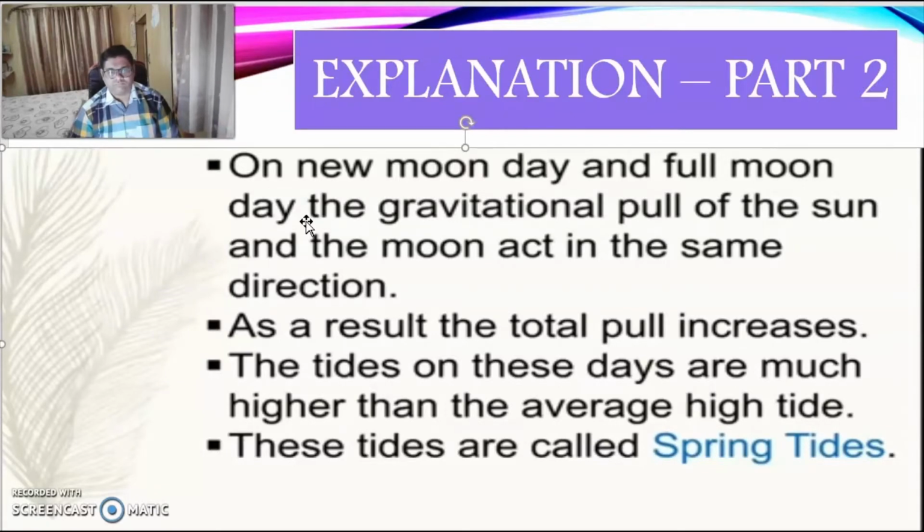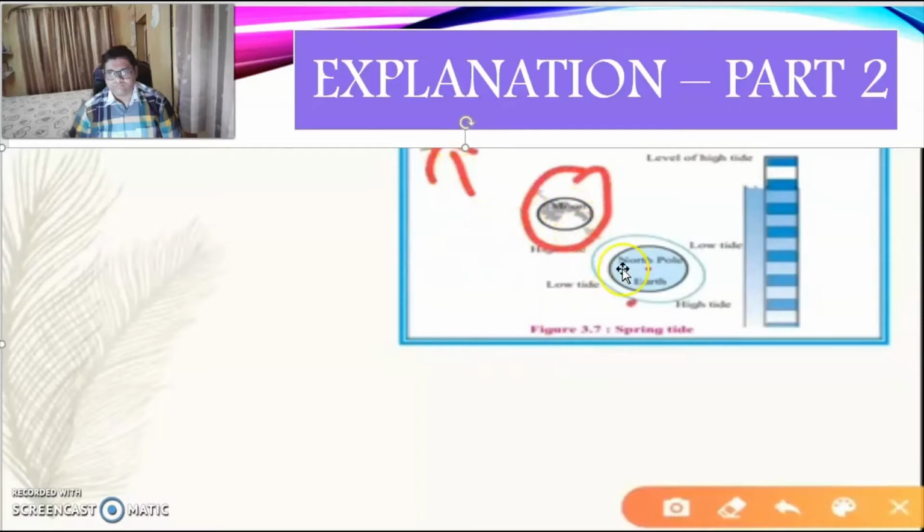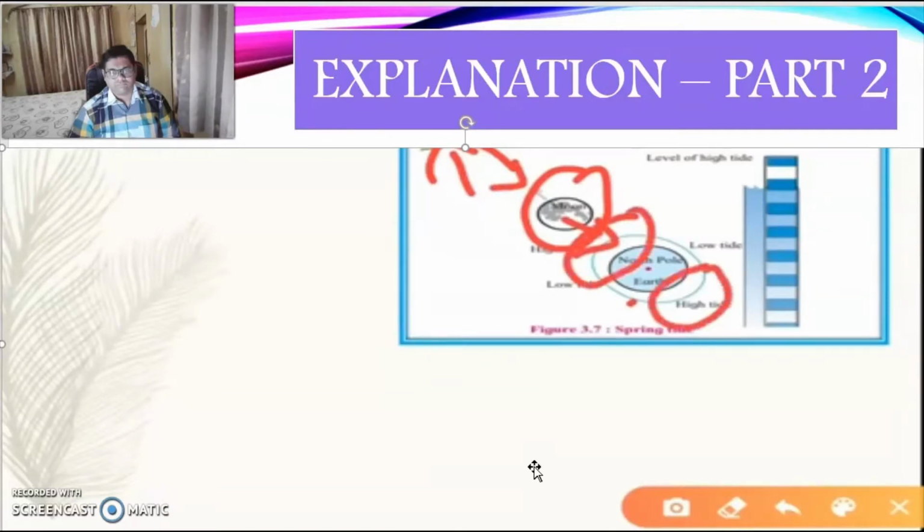Fine. Here we have a picture over here. See, we can see over here. This is the sun over here. The moon is here, and we have the earth over here. So they are in a straight line, isn't it? And what happens? The gravitational pull of the sun and the gravitational pull of the moon act in the same direction. Since it is acting in the same direction, the water level rises. So we have high tide over here and we have high tide over here also on the opposite side. So this is on the new moon day and the full moon day.